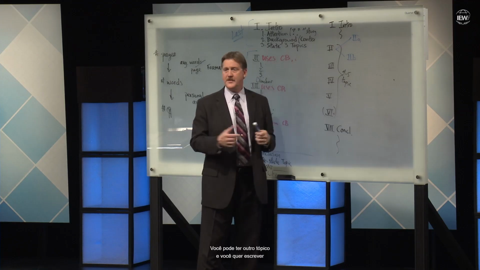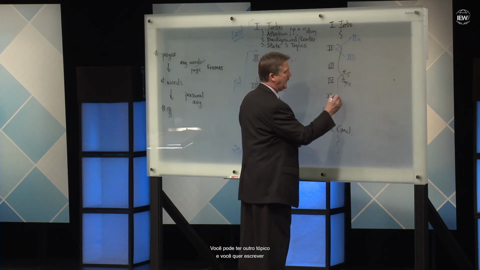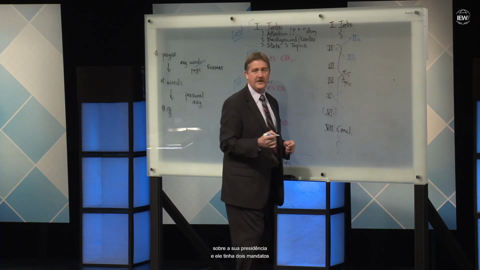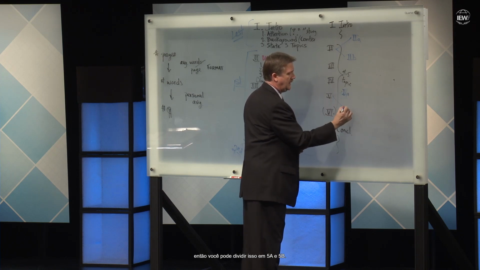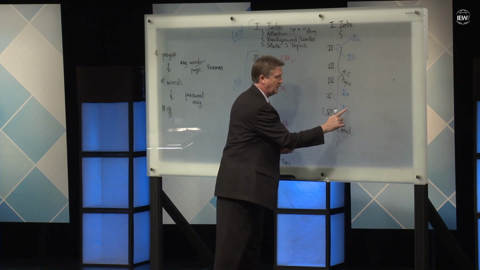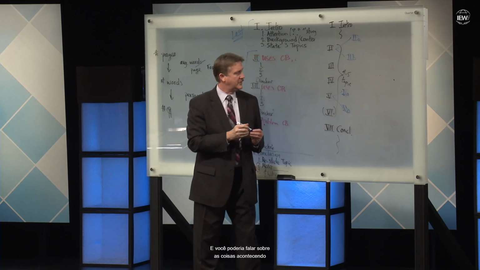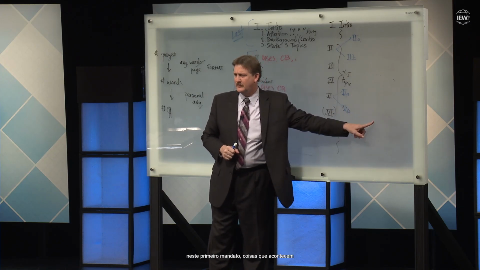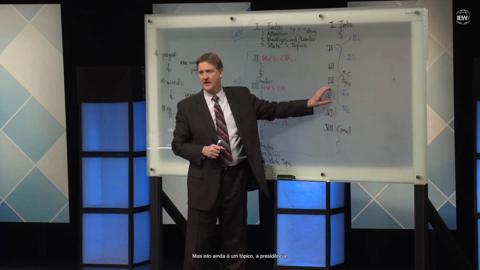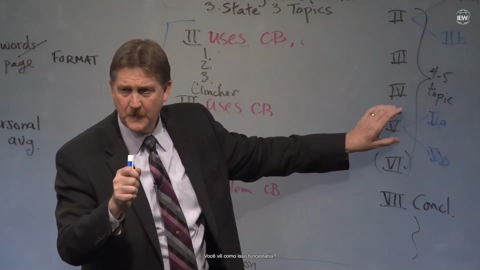You might have another topic, and you want to write about his presidency, and he had 2 terms, so you could divide that into a 5A and a 5B. And you could talk about things that happened in his first term, things that happened in his second term, right? But it's still one topic, presidency. You see how that would work?